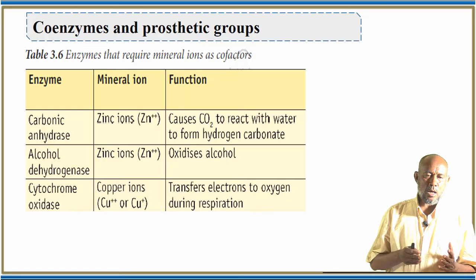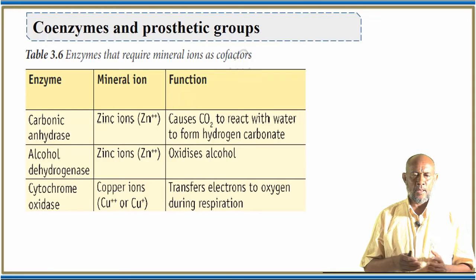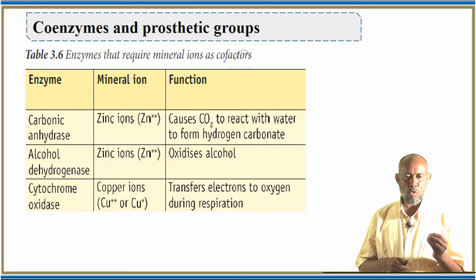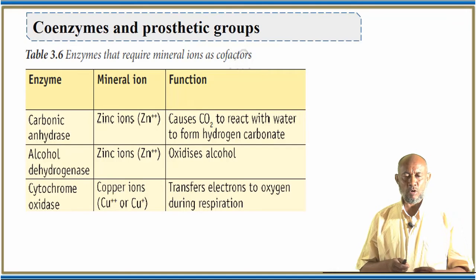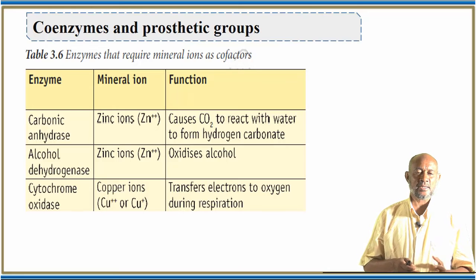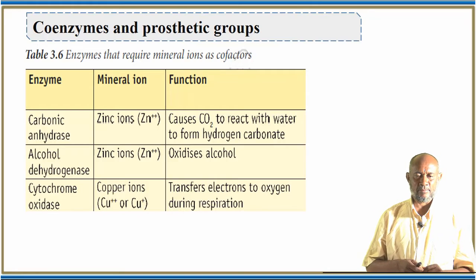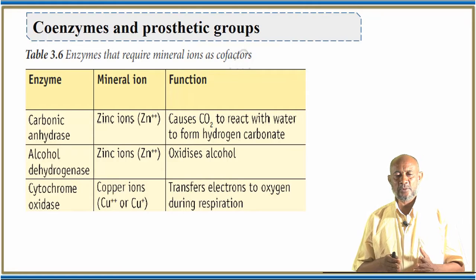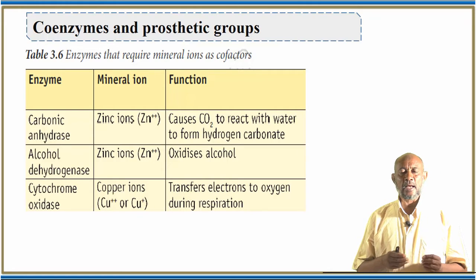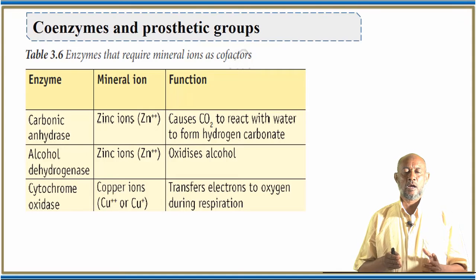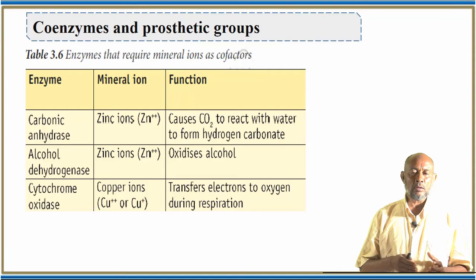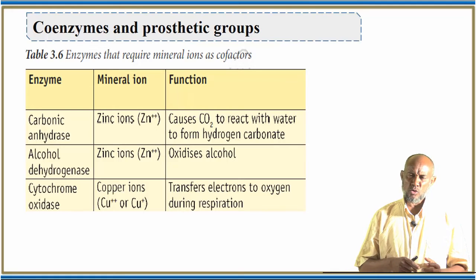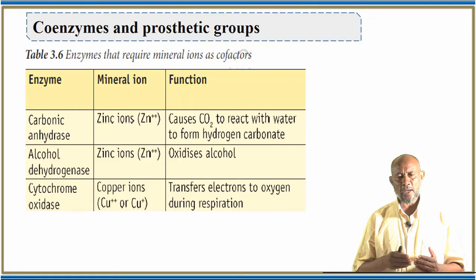The third enzyme, which requires a copper ion, either cupric or cuprous ion, is known as cytochrome oxidase. This enzyme, cytochrome oxidase, contains a cofactor, cupric ion or cuprous ion, and transfers electrons to oxygen during respiration.